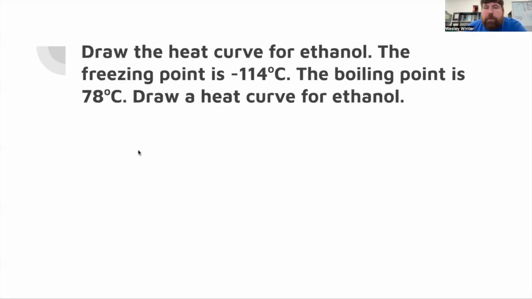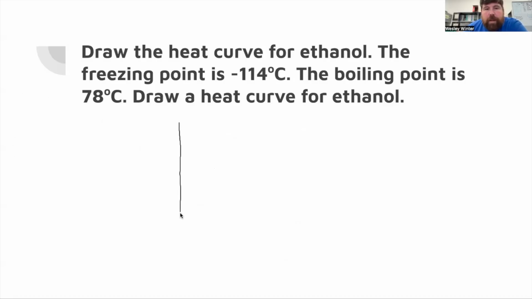Draw the heat curve for ethanol. The freezing point is negative 114 degrees Celsius. The boiling point is 78 degrees Celsius. Draw the heat curve for ethanol. Looks like I'm being a little redundant there. All right, let's jump into this.